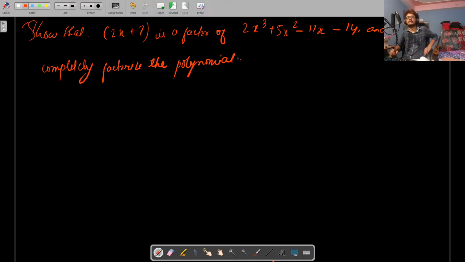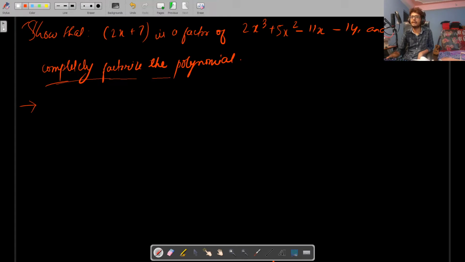So try to solve this. I'll give you 7 minutes to solve this. Show that 2x + 7 is a factor of 2x³ + 5x² - 11x - 14 and completely factorize the polynomial. So मैले यो completely factorize गर्नेको मैले हिजो मेथड भनेको थिएँ.